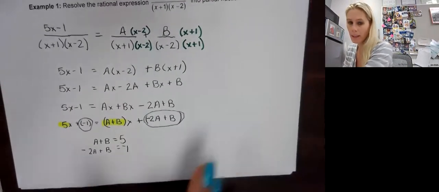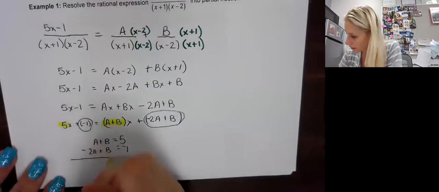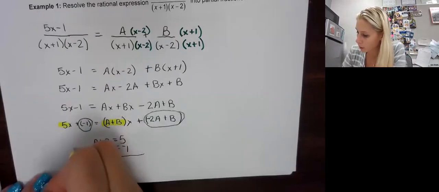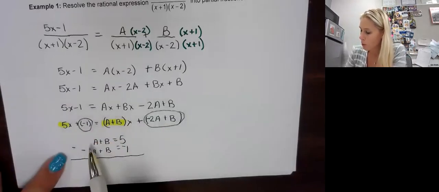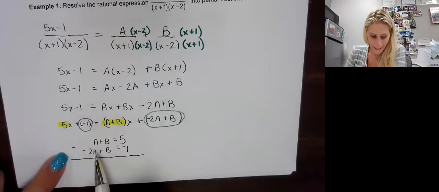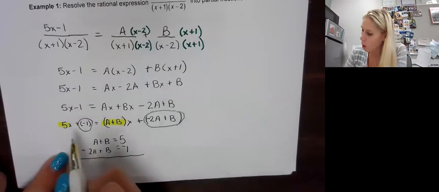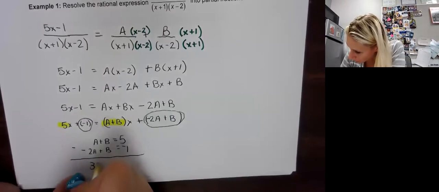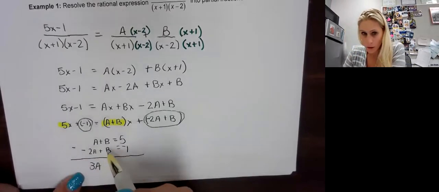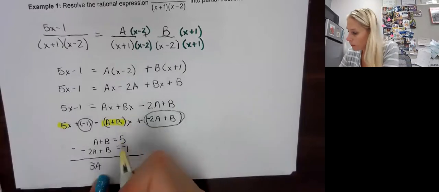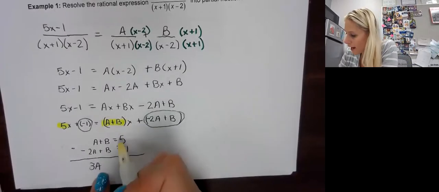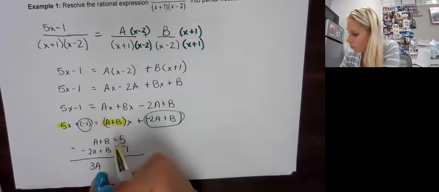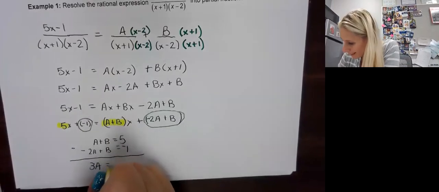Now what's nice about this system right now is our b's are the same, so I can subtract straight down. So 1 minus -2. Well, 1 minus -2 is 3. So we have 3a. Our b's canceled. That's the whole idea of subtraction. And then 5 minus -1. Well, 5 minus -1 is 6.